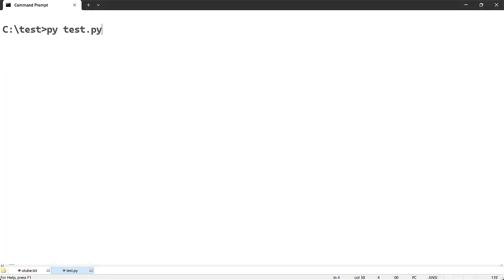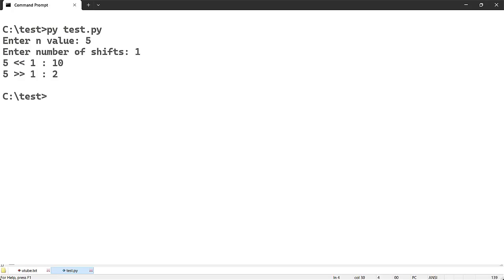Let us give our inputs, whatever I have given earlier. The input which I am going to provide here is the same, whatever example we covered previously. Let us take that 5. Enter number of shifts, 1 shift. You can see 5 left shift of 1 is 10, 5 right shift of 1 is 2.